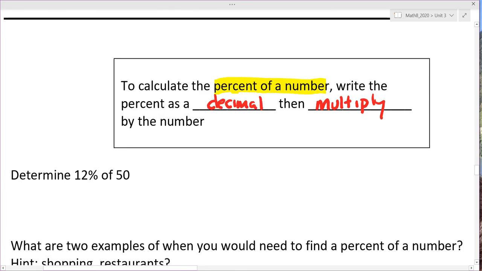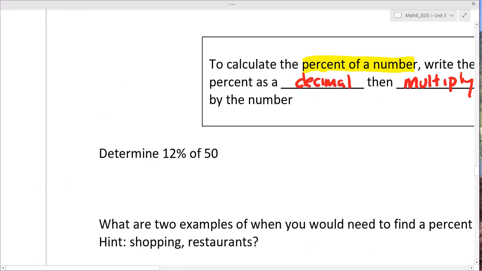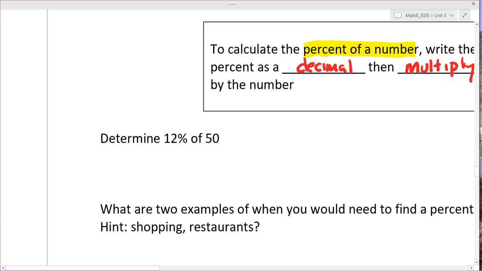So, we have a question here. What's 12% of 50? So if Lachlan got 12% on the test, and the test was out of 50, what mark did he get out of the test?